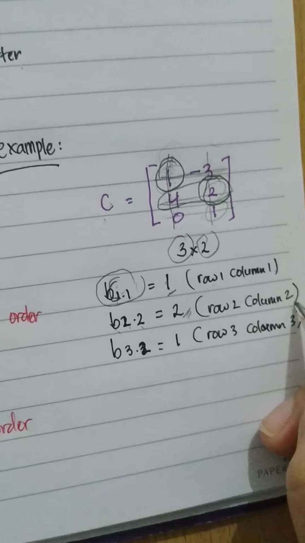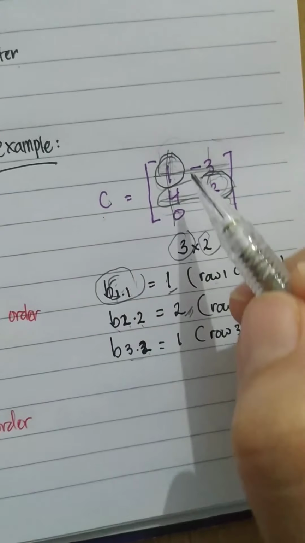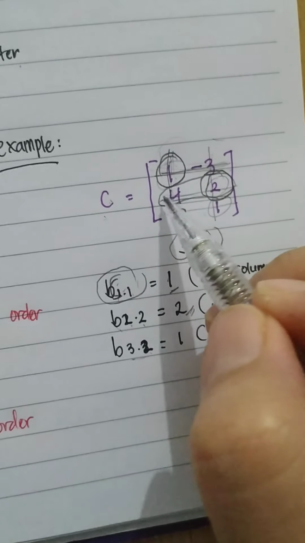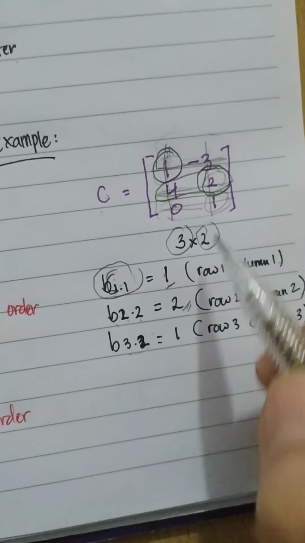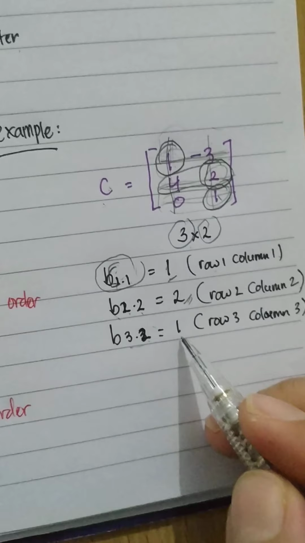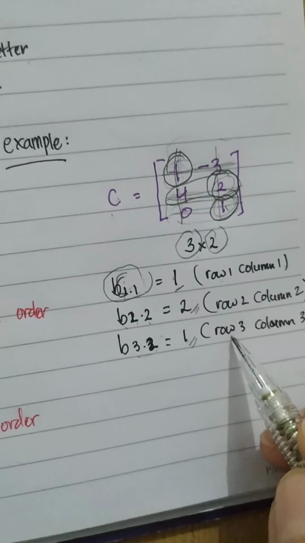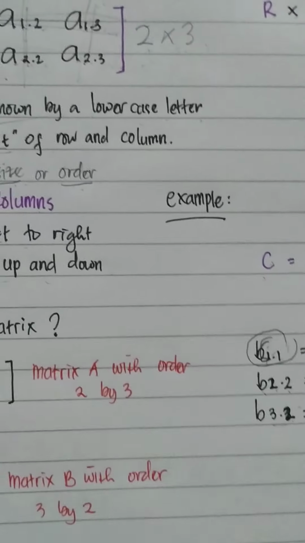Row 2, column 2. And then how about row 3, column 2? You can see row 3: 1, 2, 3. This is row 3, and column 2. The element is 1, so we can write down 1 here. Row 3, column 2. Okay.